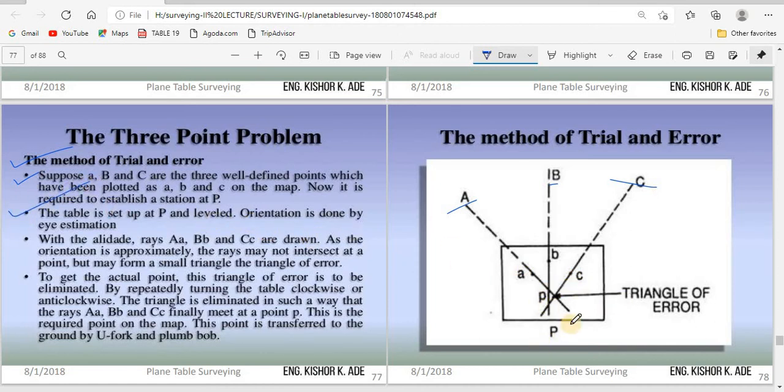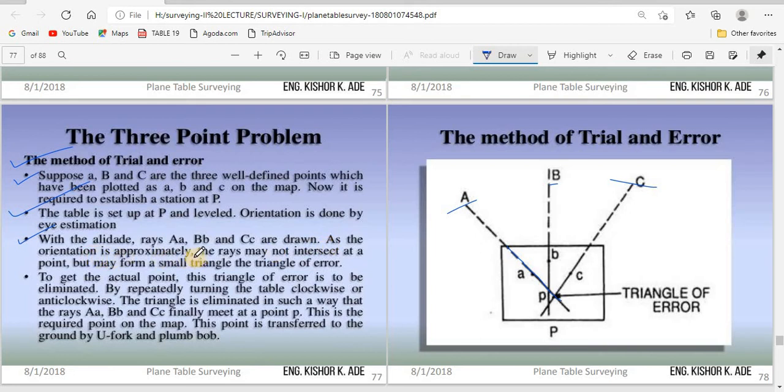So you are taking a point which is to be established. Okay, you are performing all centering and leveling work from here. From point P, you turn your table and draw a ray by bisecting point A. Then, with the alidade, ray A is drawn, ray B is drawn, ray C is drawn.